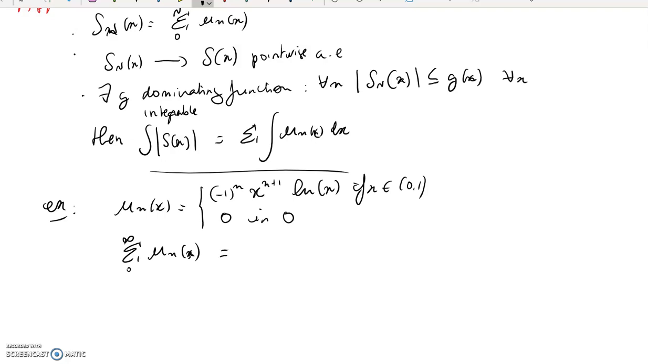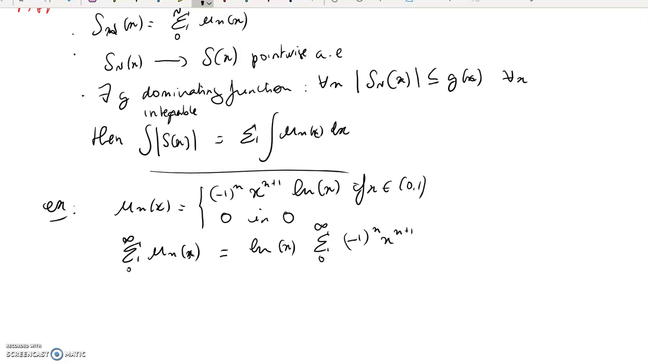So that's the first thing we have to find. And then if we can find a dominating function for the partial sums, then we can conclude that the sum of the integrals is equal to the integral of the sum. Right, so the sum of un of x, what is that? Well, we can factor out the log of x, and then we have the sum from 0 to infinity of (-1) to the n x to the n plus 1.